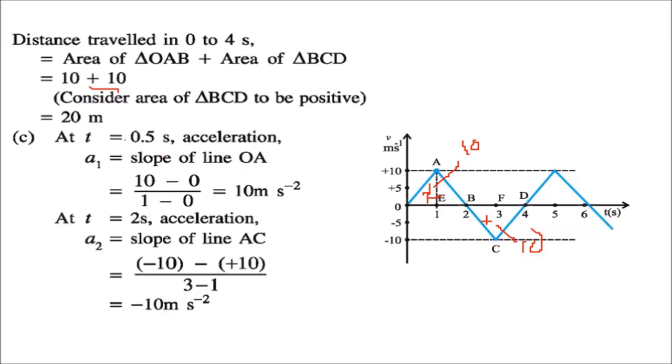Now we have to find the acceleration. So t is equal to 0.5 second, that is, we are talking about this point. What is the acceleration? Acceleration is the slope of this line OA, which is simply (10 minus 0) by (1 minus 0), like this, 10 meter per second square. We come at 2. What is the slope of AC at this point, which is minus 10 minus plus 10, means this line I am talking about. So this minus this by 3 minus 1, okay, means this area. So you get this as the acceleration. So this is A1, this is A2.